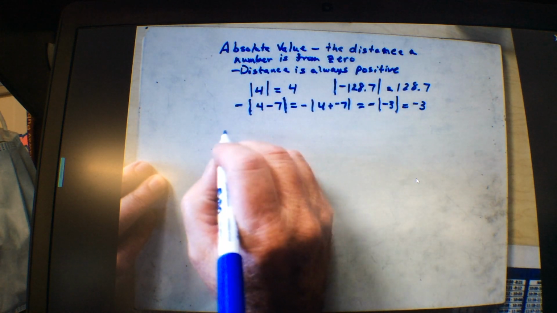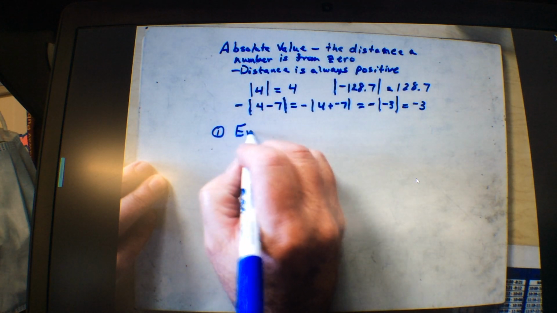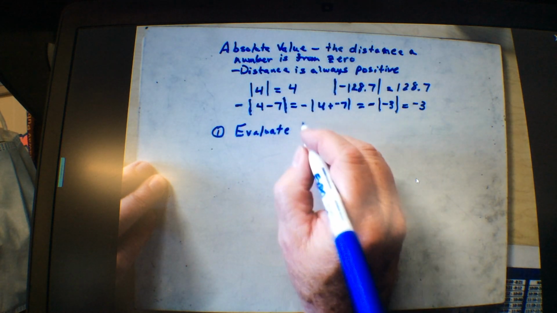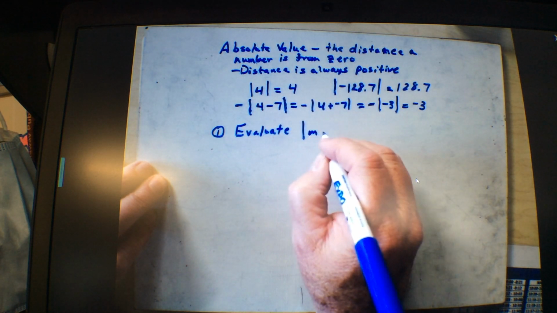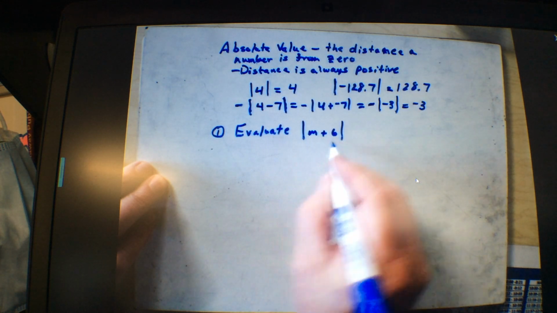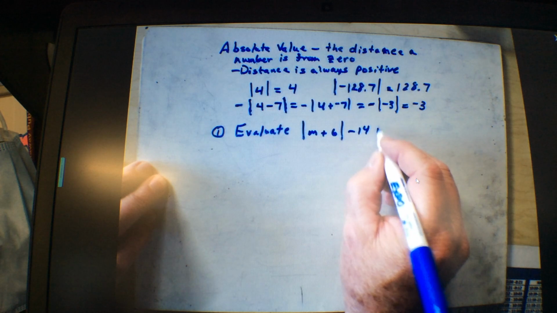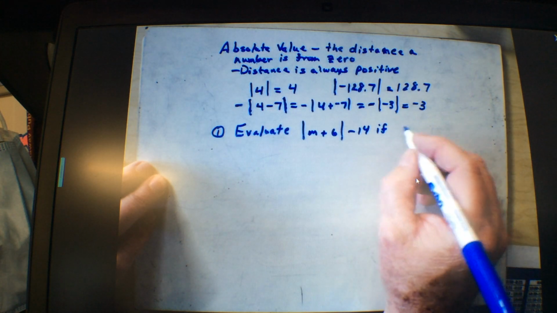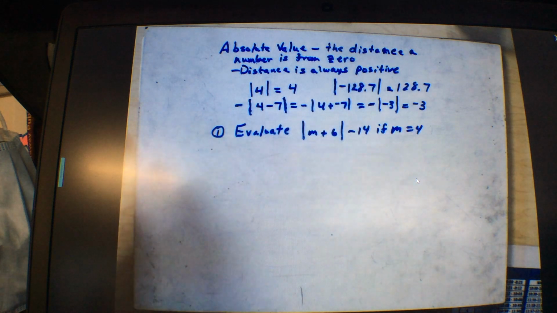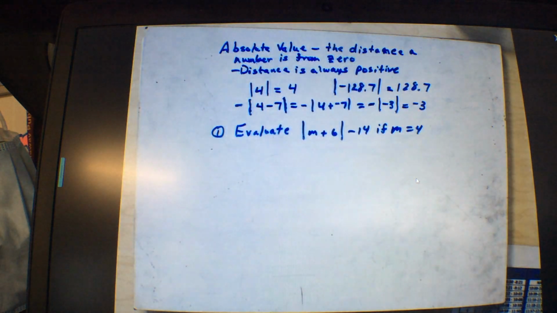So if it says number 1, evaluate means write the answer, right? Evaluate, and we have something like this. They use m, so I'm going to use the absolute value of m plus 6, minus 14, if m equals 4. Would you substitute that in there and find out what it is?